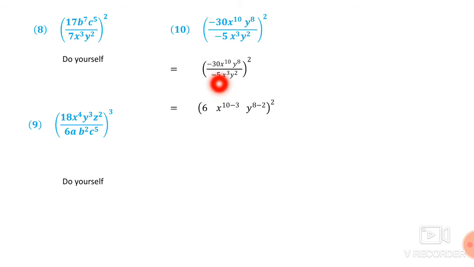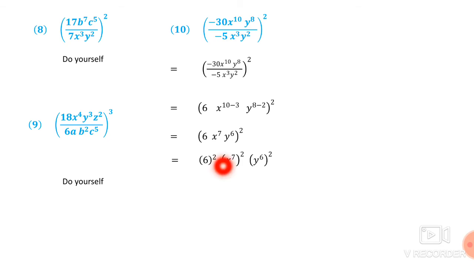Okay, minus 5 and minus 3 will be reduced, and the answer is 6. Here we can see x exponent 10, x exponent 3, it will be x exponent 10 minus 3. Y exponent 8, y exponent 2, it will be y exponent 8 minus 2. Simplify it: 6 x exponent 7, y exponent 6 whole power 2. Now we will apply this whole exponent.